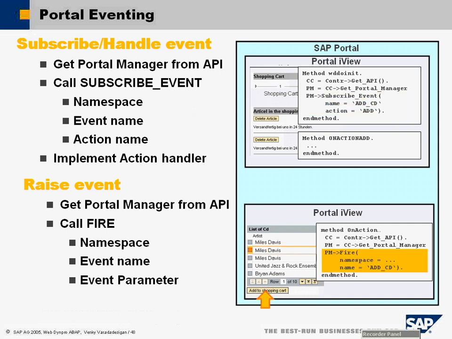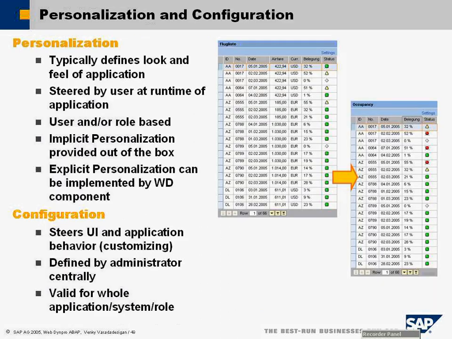In Web Dynpro ABAP, how do you do that? You subscribe to the event called add_cd, as given in the first IU, and then in the second IU, say the user clicks on a button, right? And you fire the event name, that is add_cd. So the method or the action in the first IU will be triggered. Okay, that is portal eventing.